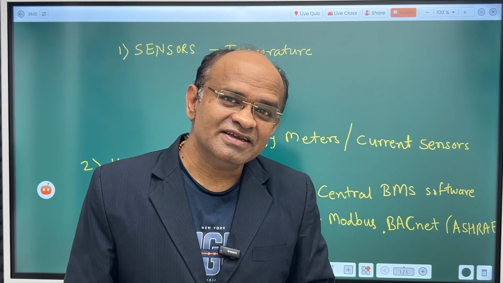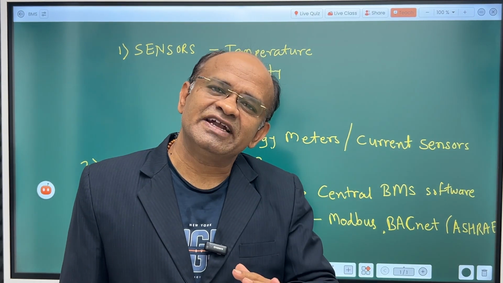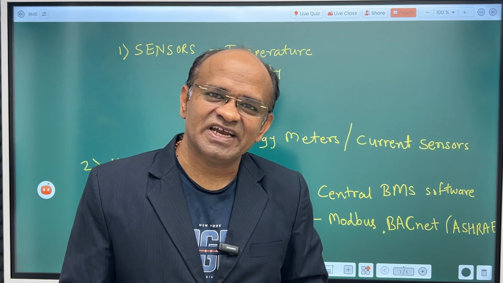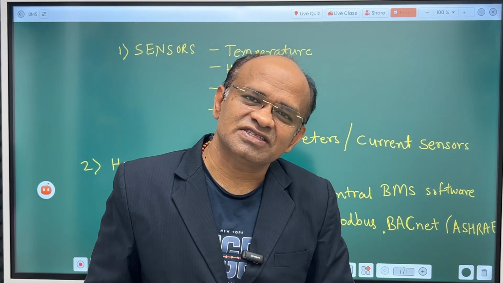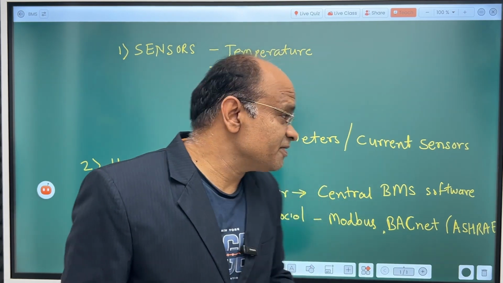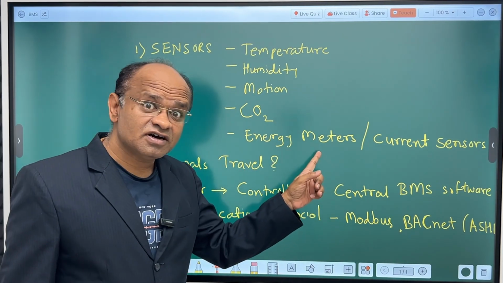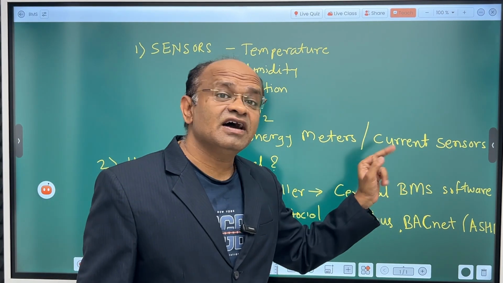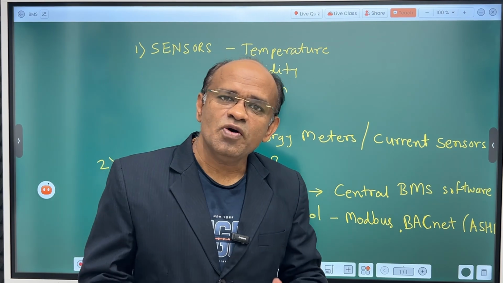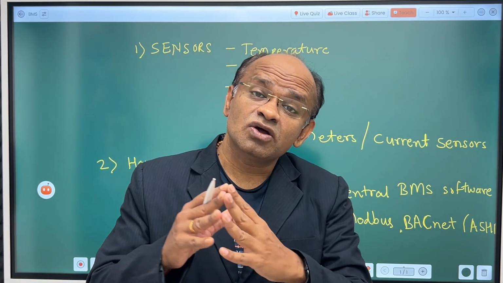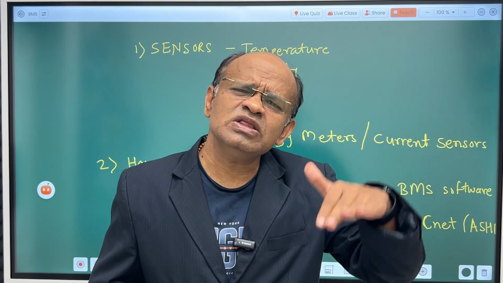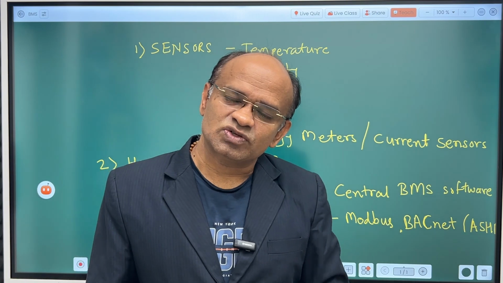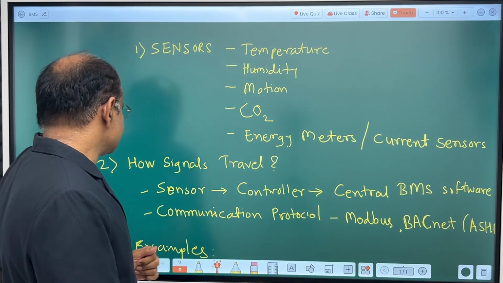Post that, what will happen? The BMS system will automatically switch on the exhaust system. It will take out the CO2 from that parking area. Then energy meters, which are important. What they do is sense the current. They will come to know how much current and voltage a particular equipment is drawing. All the parameters are noted in the energy meter, so these are also a type of sensor.